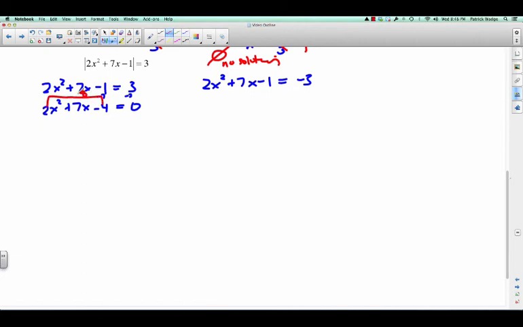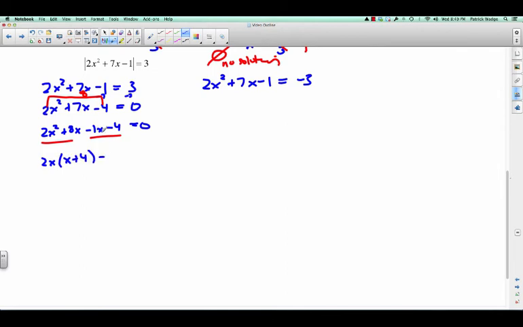So you're looking for two numbers that multiply to 8 and subtract to 7. That's 8 and 1. So we've got 2x squared, and we're going to decompose this: plus 8x, take away 1x, take away 4 equals 0. Now we pair them up. So we get 2x is the greatest common factor in the first ones, and x plus 4.